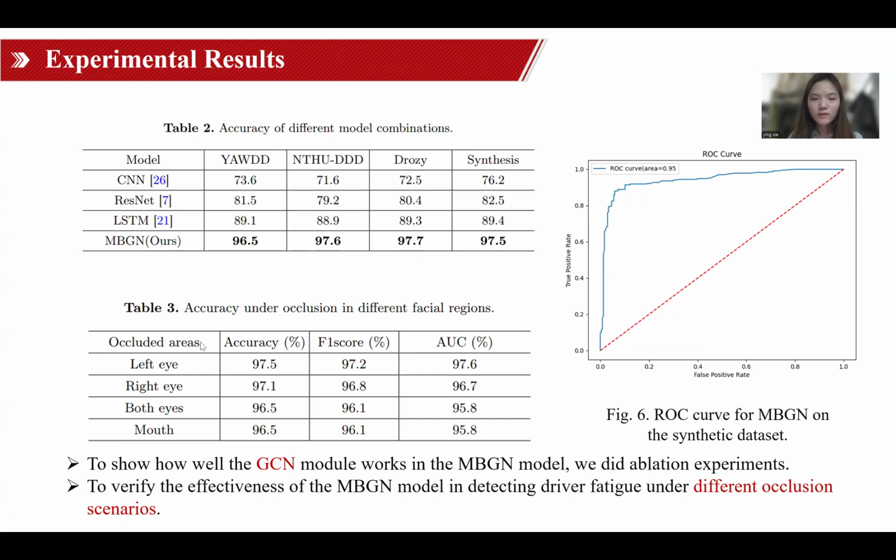To verify the effectiveness of the MBGN model in detecting driver fatigue under different occlusion scenarios, we synthesized 4 types of occluded data images: left eye, right eye, both eyes, and mouth for experimental evaluation. Table 3 shows that covering just one eye, left or right, doesn't affect detection accuracy much. But when both eyes are covered and their landmarks are missing, the accuracy drops. Since the mouth has more landmarks and stronger signs of drowsiness, covering the mouth causes a bigger drop. Still, even when both eyes or the mouth are blocked, the model keeps accuracy above 96%, which is still acceptable.